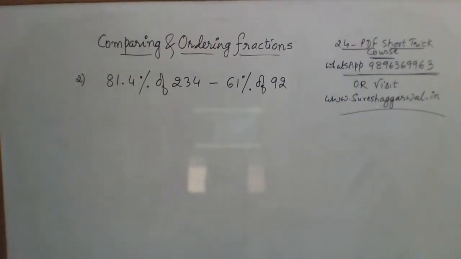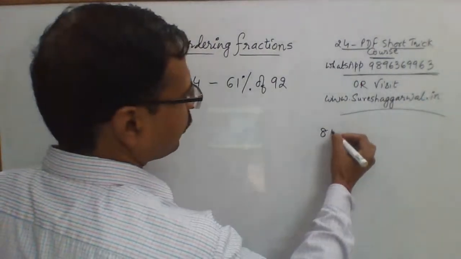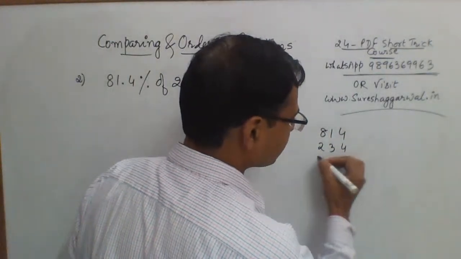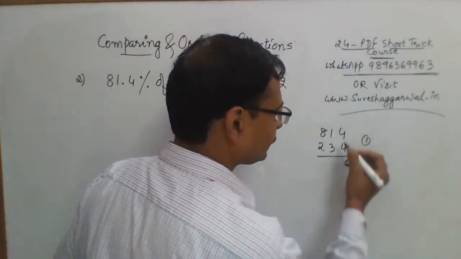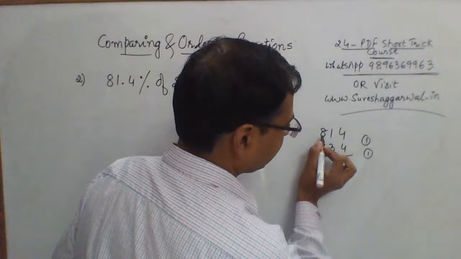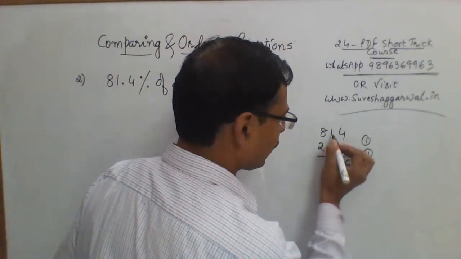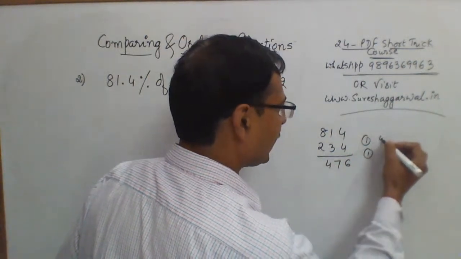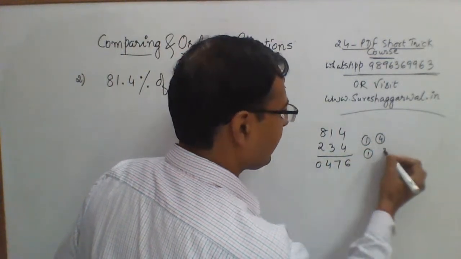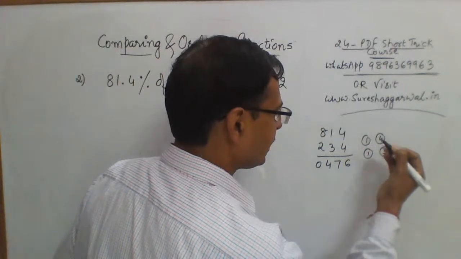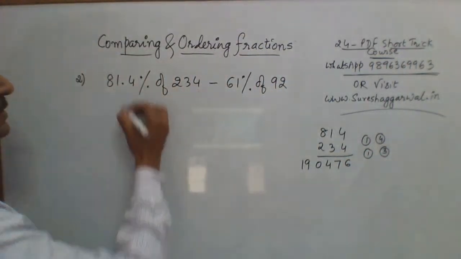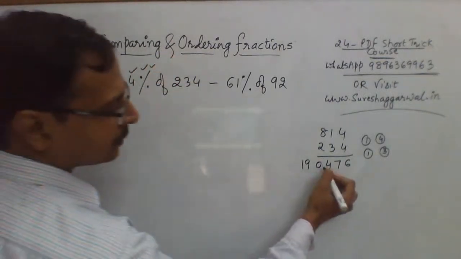Okay, so here we go. See, 814 and 234. Let's multiply these two numbers. 4 times 4 is 16, 6 and 1 carry. 12, 16, 17, 7 and 1 carry. 32, 40, 43, 44. 4 and 4 carry. 24, 26, 30, 0 and 3 carry. 16 and 3, 19. So this is the product of these two numbers. Now 1, 2 and 3.